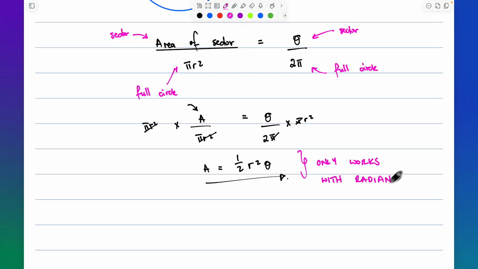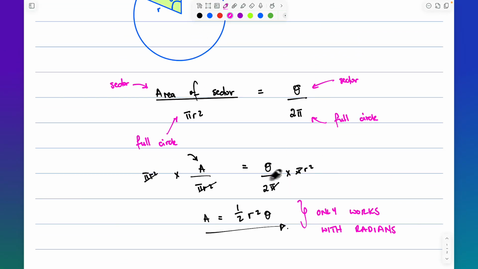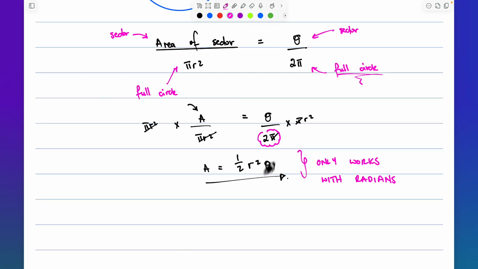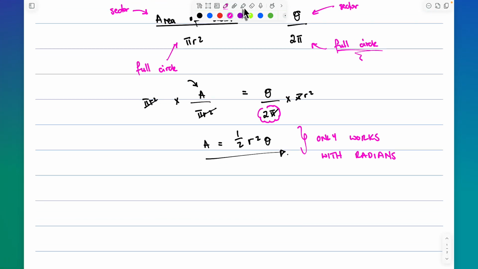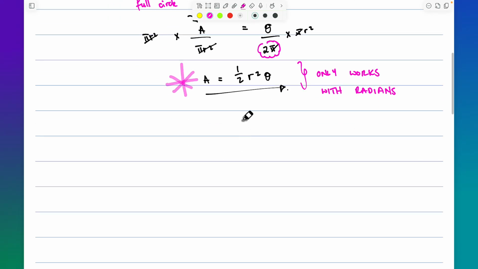Which means if your question is given in degrees, you might need to do some conversion. The reason is that this 2 pi is radians. If it were degrees, we would need to make this 360, because that's the angle of the full circle. The angle of a full circle in degrees is not 2 pi, so the formula changes if it were degrees. This can only be used in radians. So that is the formula we need to remember going forward: area is half r squared theta. If you want to highlight that in your notes, perfectly fine.